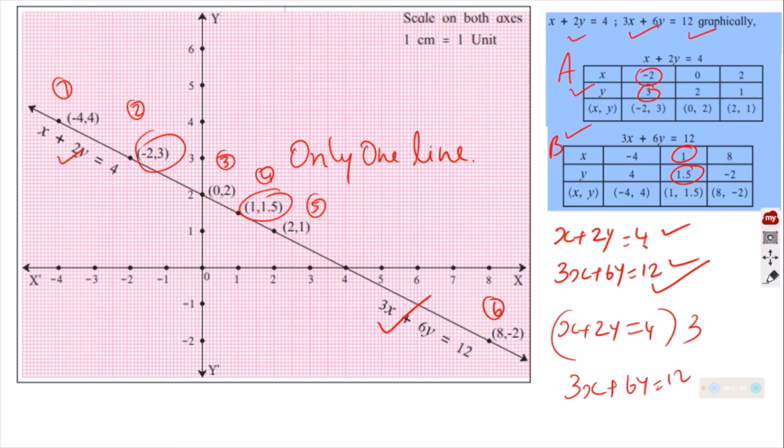And what is the solution? Each point is a solution. इधर एक point लो, इधर एक point लो. There are infinite solutions in such cases. Every point on this line graph is a solution for these two equations.